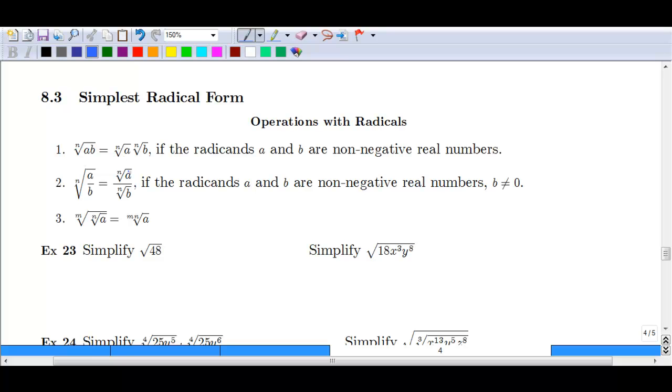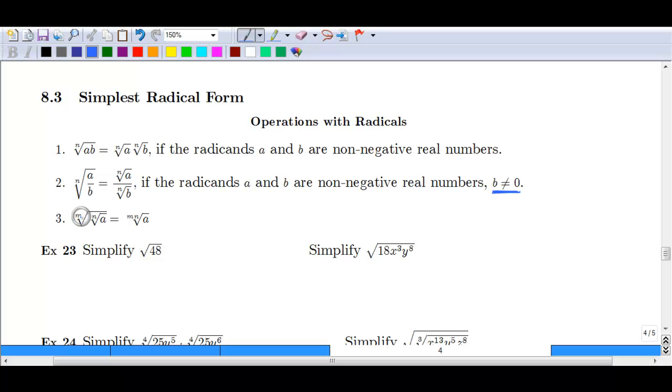Similar to multiplication, we can do this with division. We can split this up into separate radicals, one in the numerator, one in the denominator. Again, we always want to make sure that we are not taking the radical of a negative number, and we want to make sure when we're dealing with fractions that we do not cause the denominator to be 0. So those are our issues there.